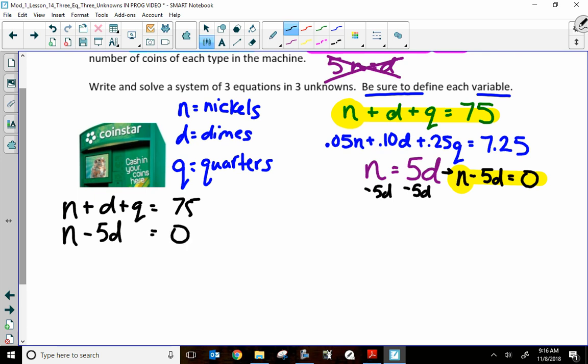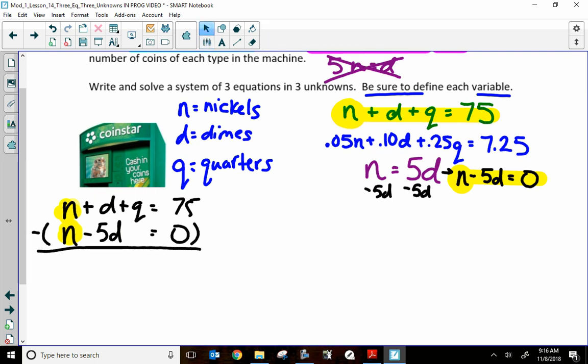n plus d plus q equals 75. And now I have n minus 5d equals 0. Now, million-dollar question: are the signs the same? Yes, they're both positive. If the signs are the same, I subtract, which means I flip the signs for everything in the parentheses. Minus, plus. The n's go bye-bye. 1d and 5d make 6d, plus my 1q equals 75.